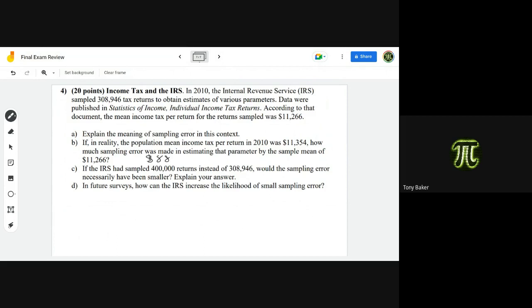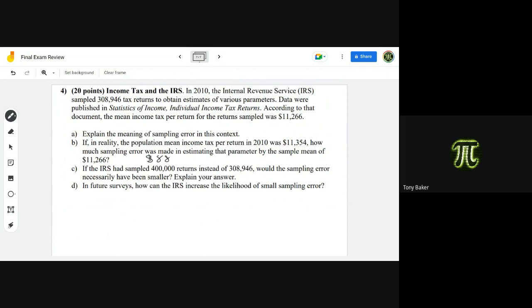You would hope. So it should be smaller because the more you sample, the better it's going to be. What is the biggest thing you have to do to make sure all this stuff happens? Randomize. The information has to be randomized. Okay? So remember, if they pick 400,000 tax returns, but they pick them all from the Northeast, that's not going to lower the sample, right?